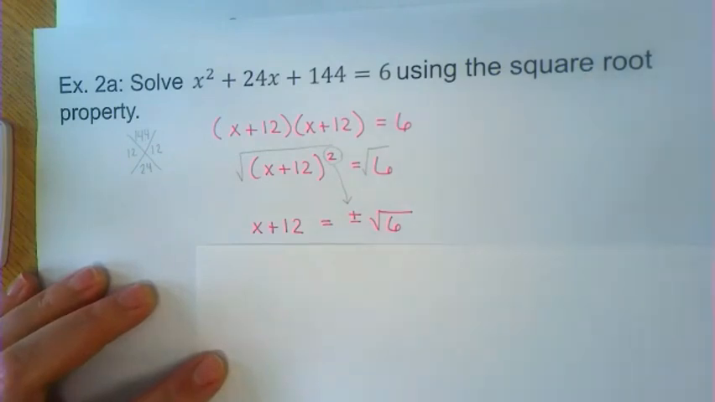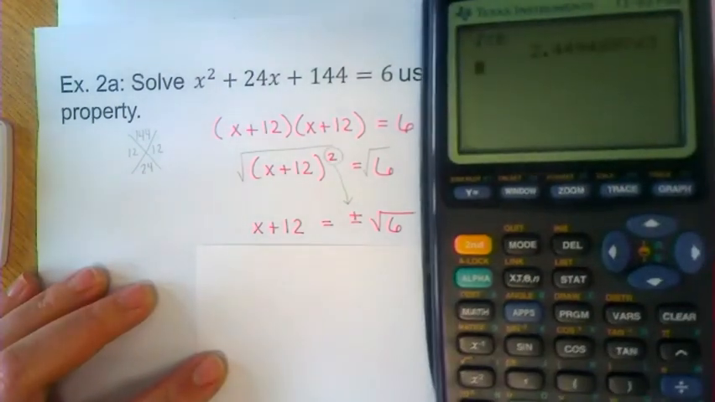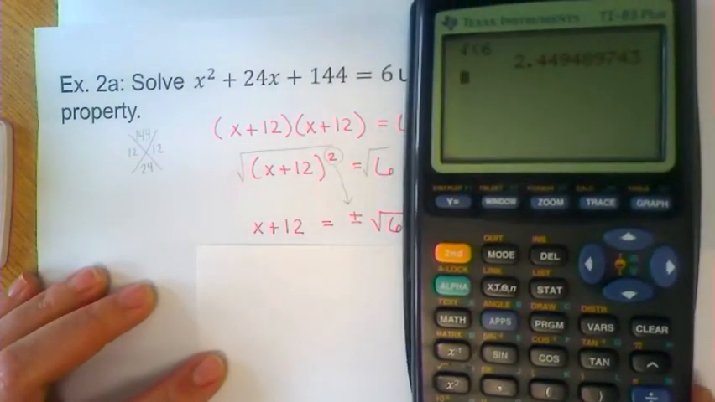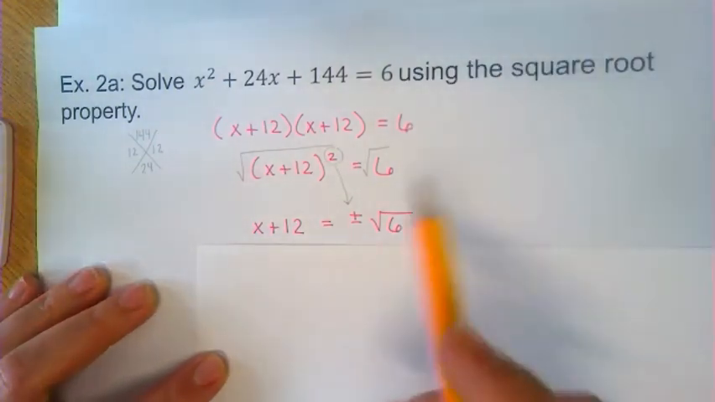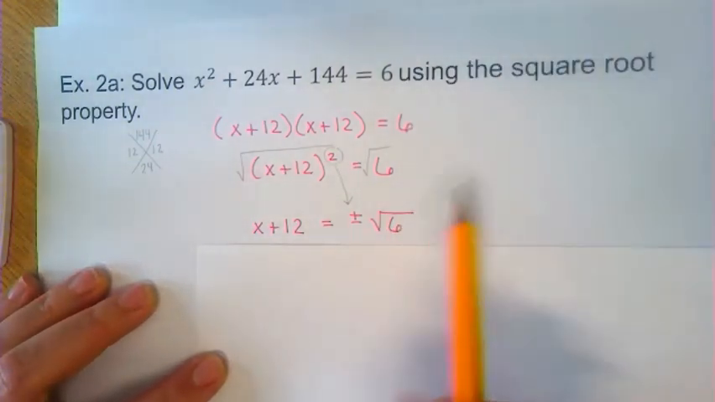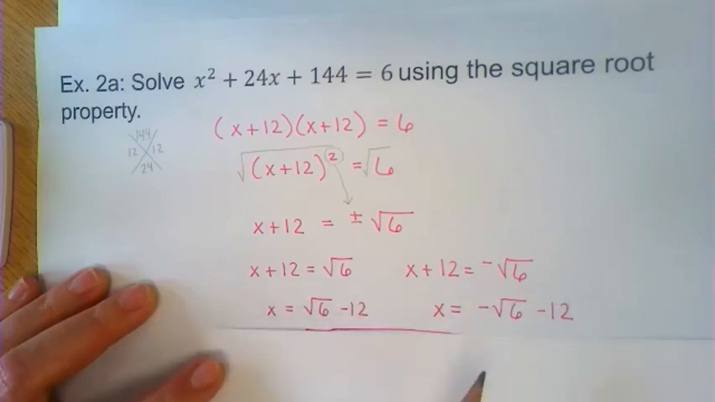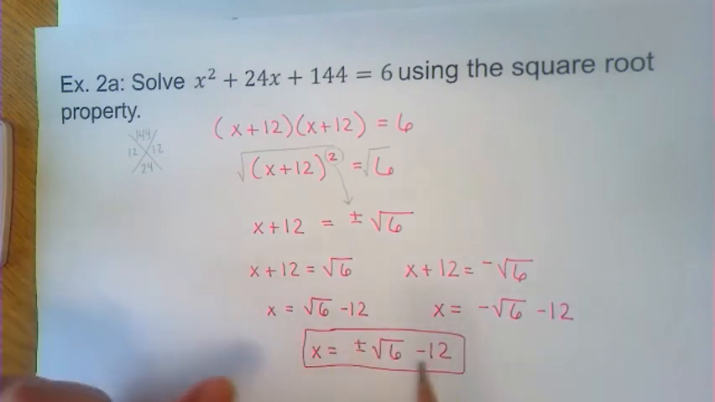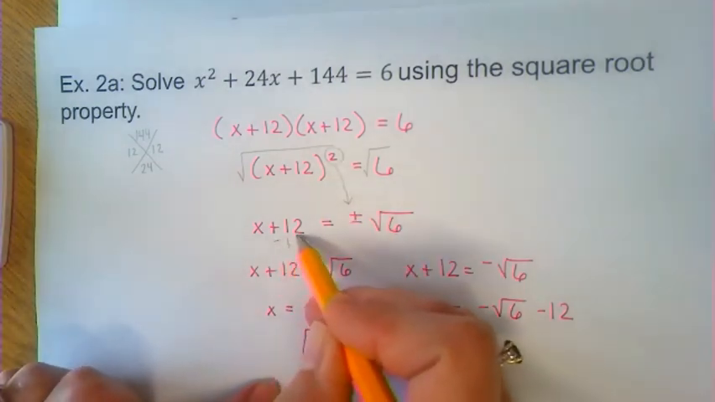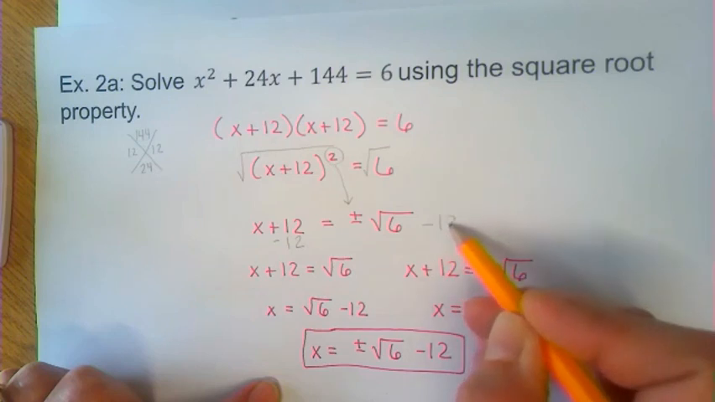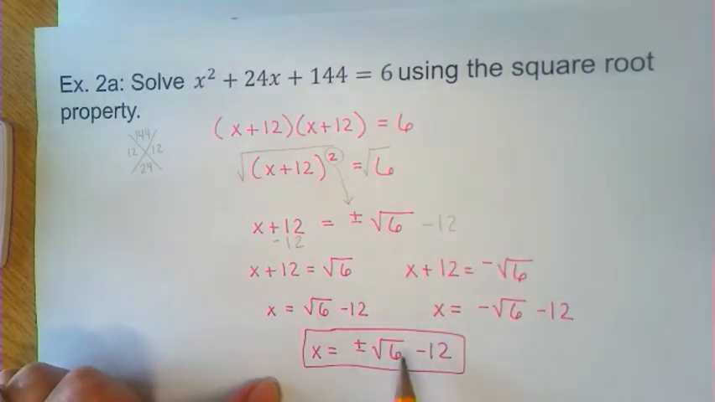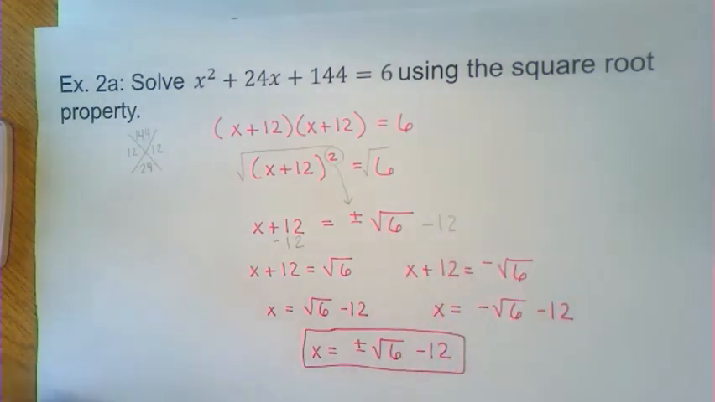Now on this one, notice when you did the square root of 6, it did not give you a nice whole number. So you're going to leave it as that square root of 6 and not write the decimal. Still split it into your two equations and subtract your 12 over. You can write your answer like this, or you could up here subtract your 12 and just write your answer as plus or minus square root of 6 with that minus 12.